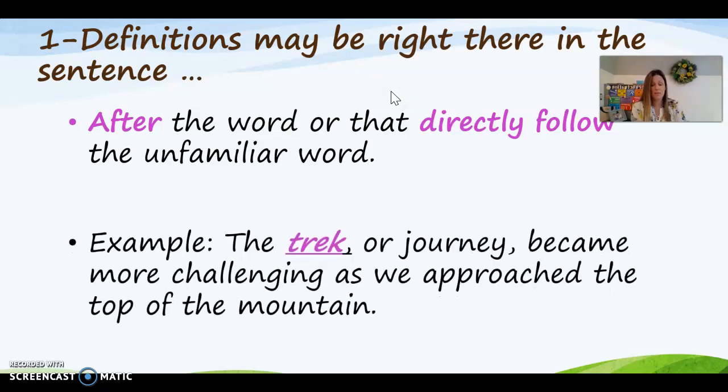The trek or journey became more challenging as we approached the top of the mountain. So here, the author puts the definition right inside the parentheses, right? That extra information for us. The trek or journey, okay, became more challenging. So we know here that a trek is a journey. So make sure that you're typing or writing into your notes: after, directly follow, and trek, okay?